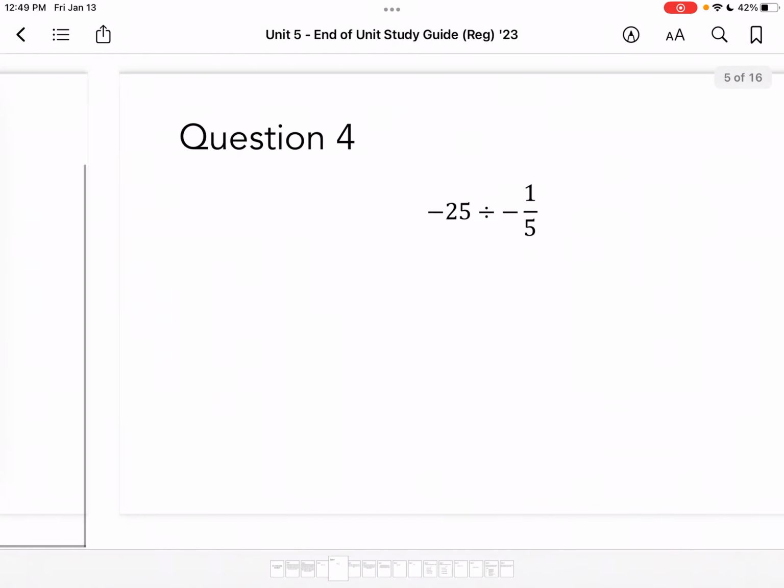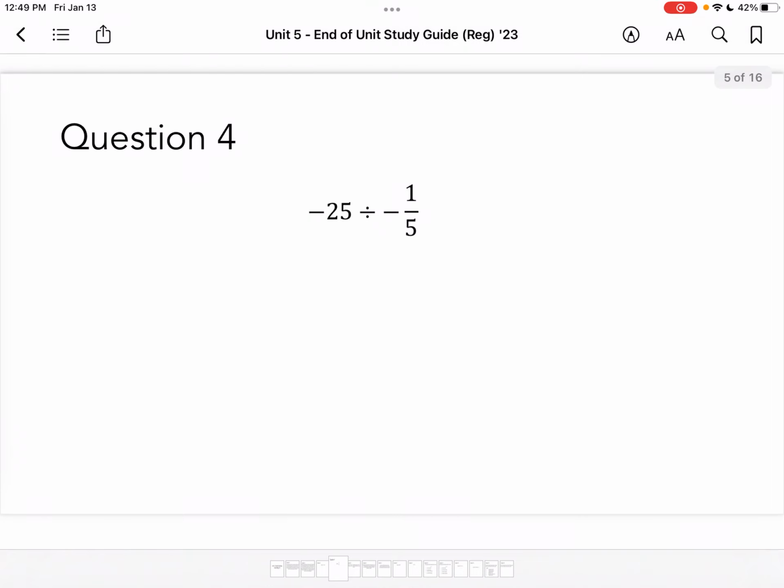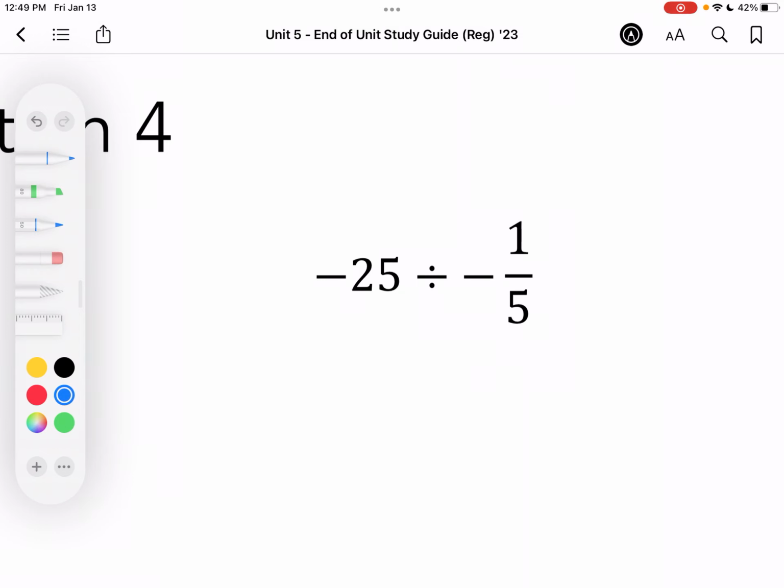All right, so for the next one, I know that I have negative 25 divided by negative 1/5. So when I'm dividing fractions, I'm going to keep change flip. So keep change flip. And I know that anytime I have a whole number, I'm going to put it over 1. So negative 25 over 1 times negative 5 over 1.